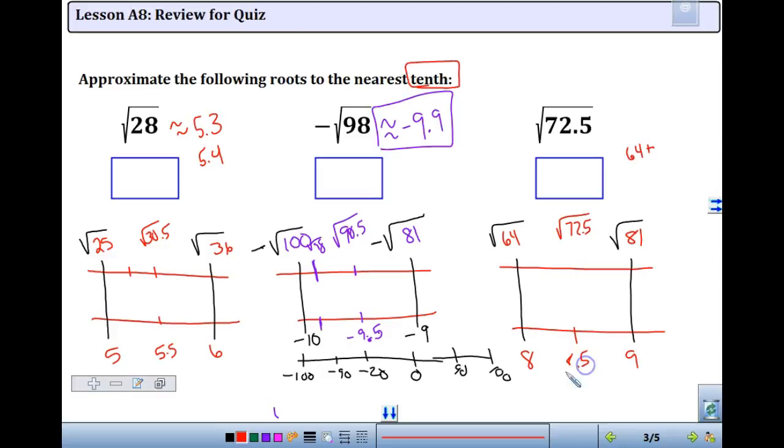That one's even better, right? I mean, you added 64 plus 81, and you took that total and divided it by 2. That came out to be 72.5. So it was exactly at 8.5. We don't even have to worry about trying to guess if it's between these two, right? That was even better, okay?